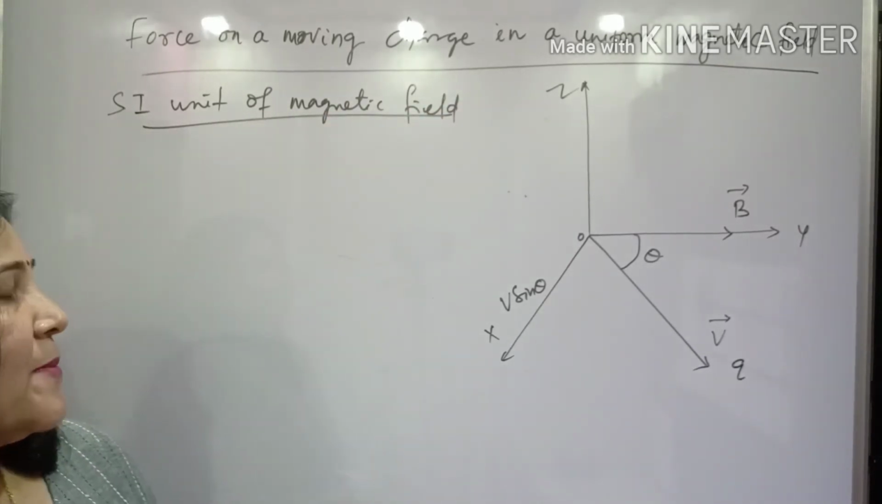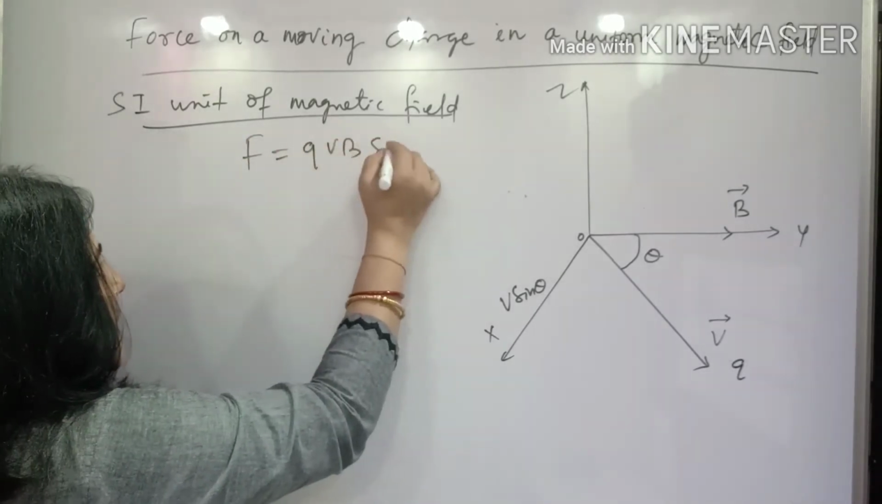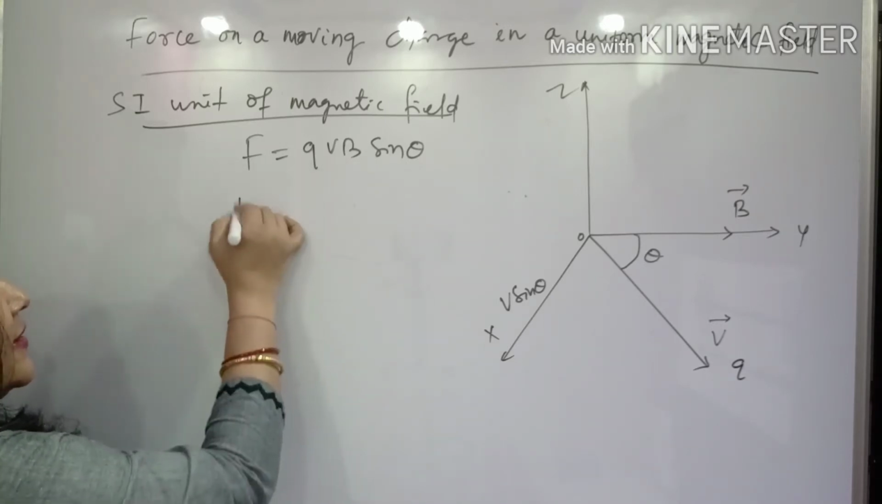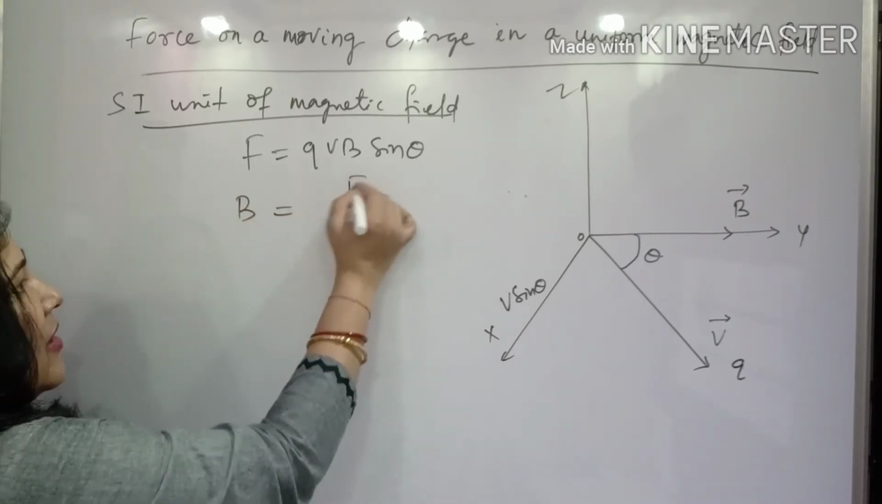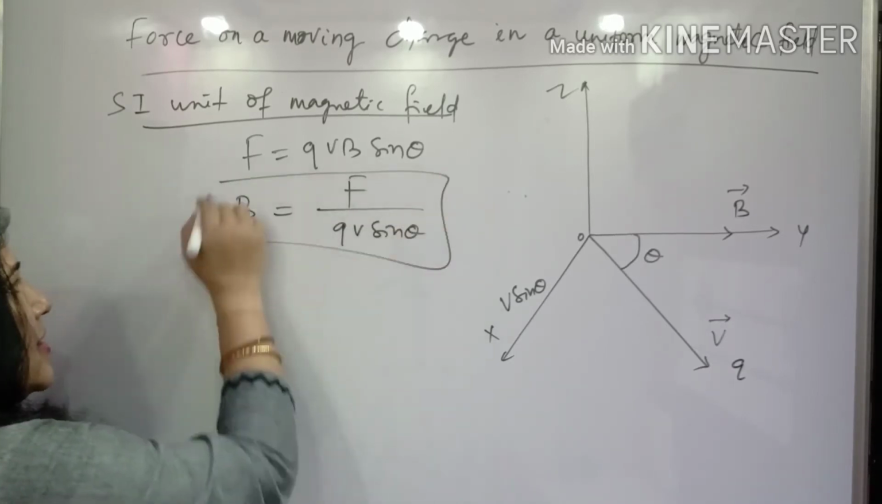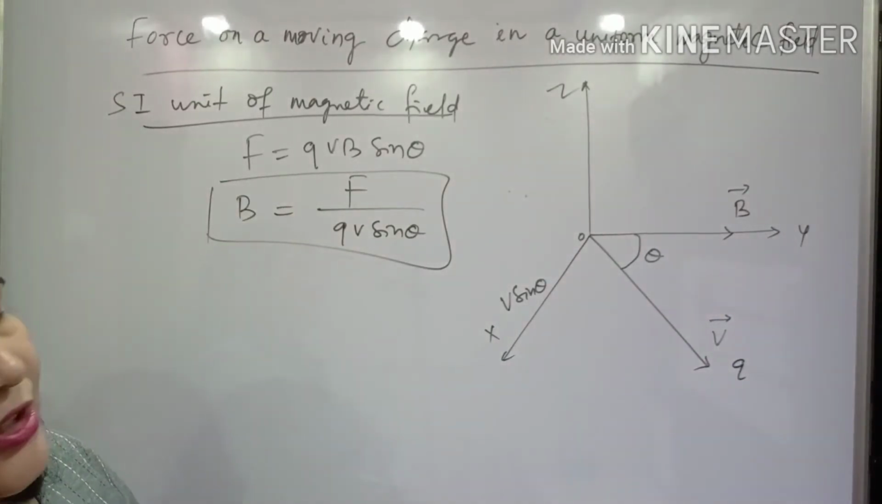Now from that expression we got F equals QVB sine theta. From this expression we can find out the SI unit for the magnetic field. Look here, F equals QVB sine theta, so B's formula will be F by QV sine theta. This formula can be used to find the SI unit of magnetic field.